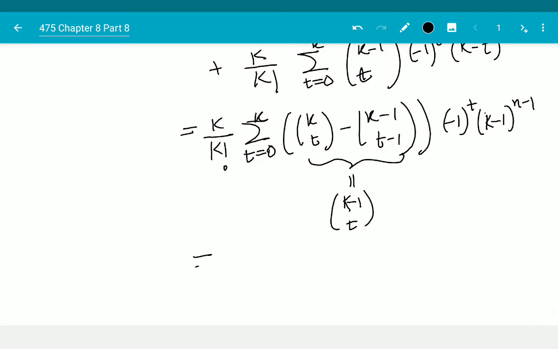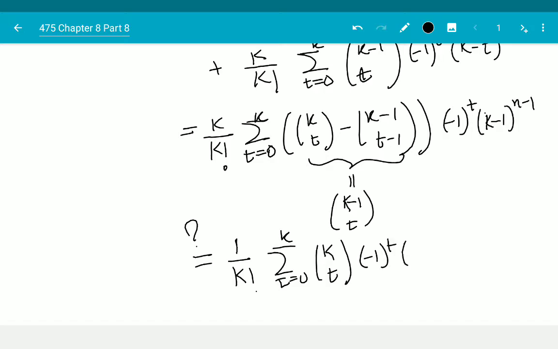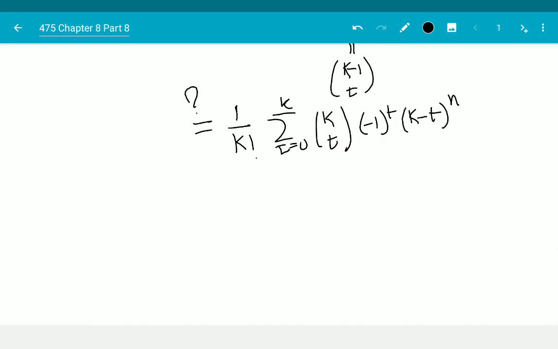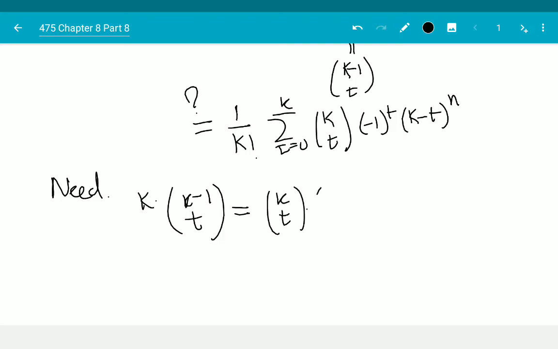And so we want this to be equal to 1 over k factorial summation t = 0 to k, (k choose t), (-1)^t, (k - t)^n, right? And so if I compare these two, I need k times (k - 1 choose t) to be equal to (k choose t) times (k - t), and that is very easy to check. Okay, and therefore you can just expand these out. You will get that they're exactly the same.